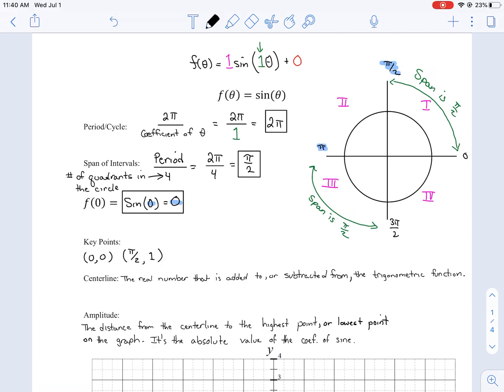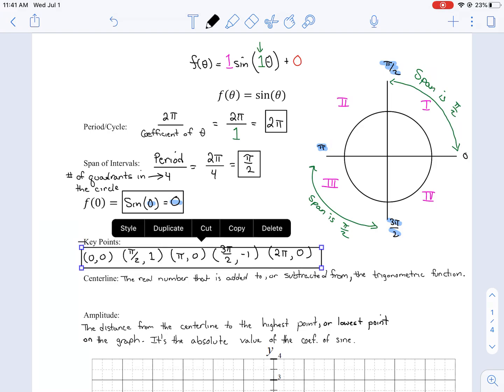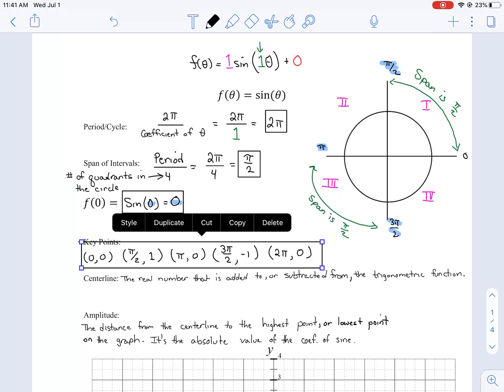Going to the next axis, that is pi. Sine of pi is 0. Then you have the sine of 3 pi halves, which is -1. And then we complete the revolution at the angle 2 pi, and sine of 2 pi is 0. So there are the 5 key points that we're going to start with.